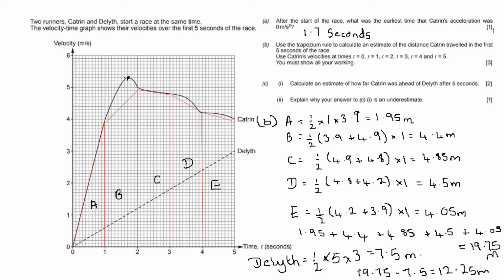So question 2, explain why your answer to C is an underestimate. Well, if we actually have a look at the area that we worked out underneath the graph for Katrin, there are these bits at the top here that we haven't been able to include. So it's because we haven't worked out the exact area underneath the graph representing Katrin. We've only been able to work out an estimate, and there are parts of that graph that aren't included in the area, so therefore it's an underestimate.